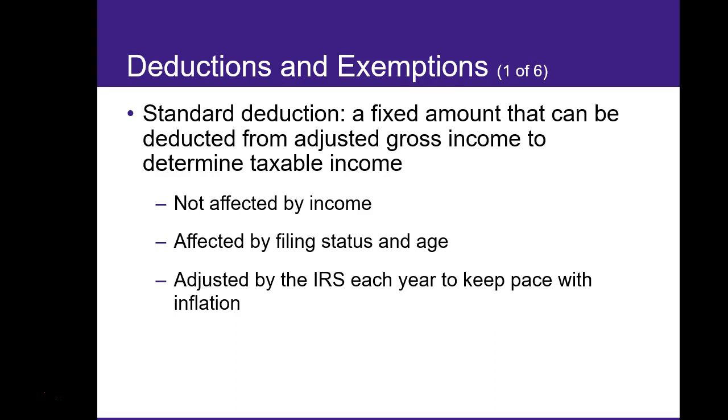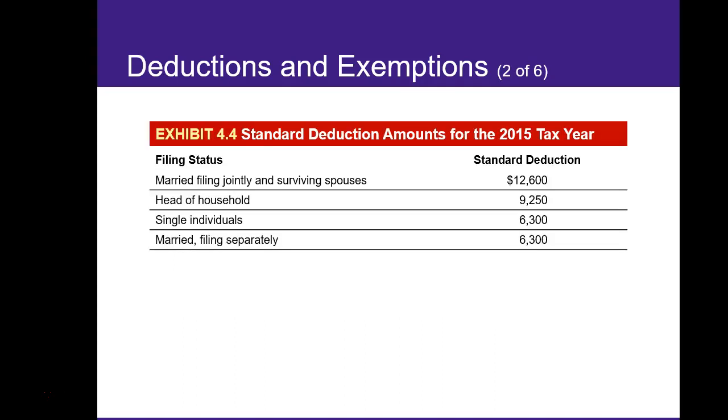Now, once you determine your adjusted gross income, as we talked about, you can either take the standard deduction, which is a fixed amount depending upon the filing status that you chose. That filing status being married filing jointly, married filing separately, single, or head of household. So depending upon which filing status you choose, that is going to impact the amount you're going to receive as a standard deduction. Okay? So here are the amounts for the standard deduction as of 2015.